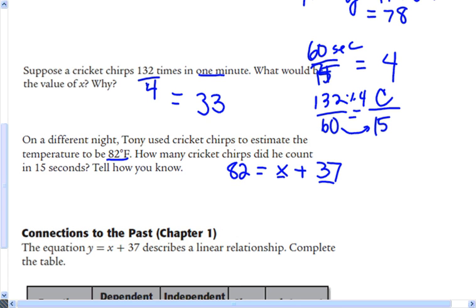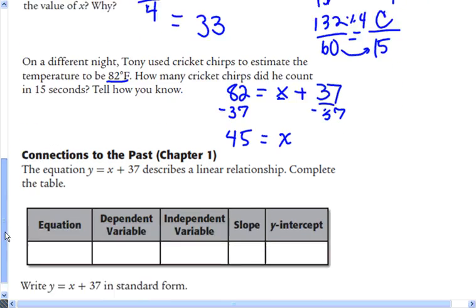So 82 is equal to x plus 37. So we're trying to figure out what number plus 37 is equal to 82. One way we could do that, you learned last year, is by the balancing method. So if we subtract 37 from both sides, subtracting 37 from this side leaves us with x. Subtracting 37 from 82 leaves us with 45. So he counted 45 chirps in 15 seconds if the temperature is 82 degrees.